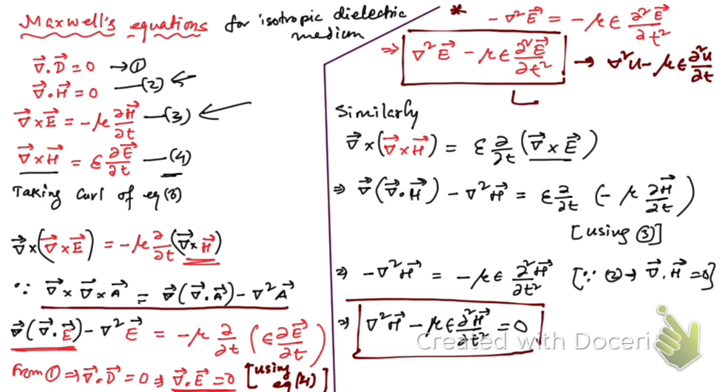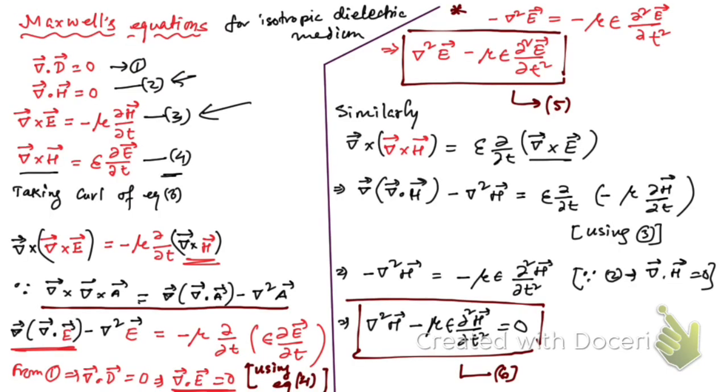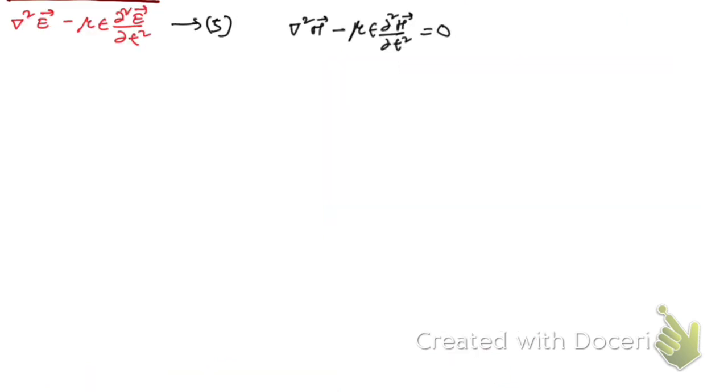So now let me take this as equation number 5, and this as equation number 6. Okay, now let me copy equation number 5 and 6 and take a new slide. So here is equation number 5. And here is equation number 6. Let me copy this one as well, and give it equation number 6.